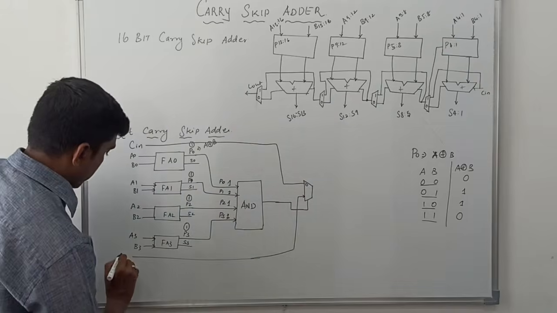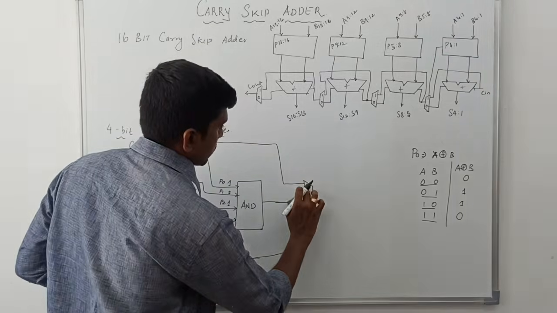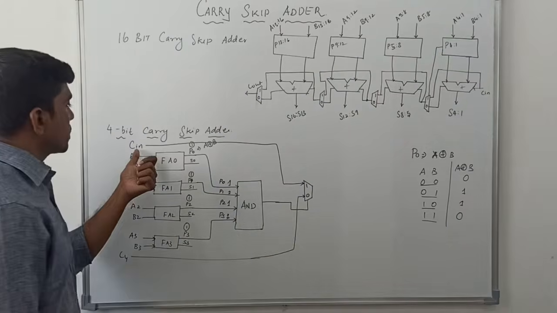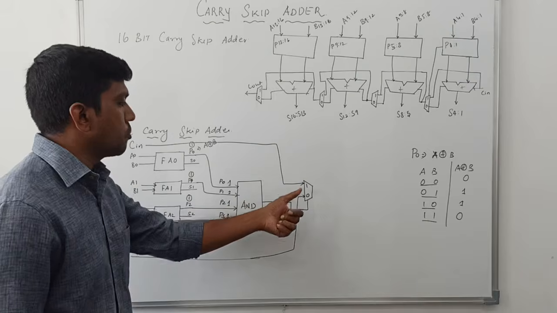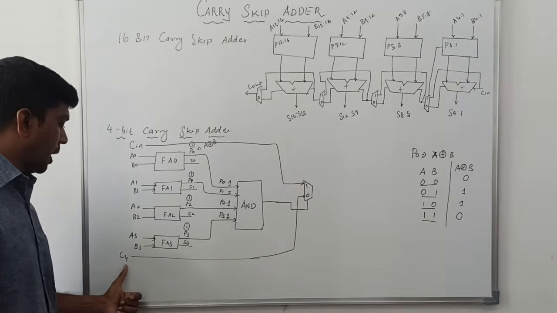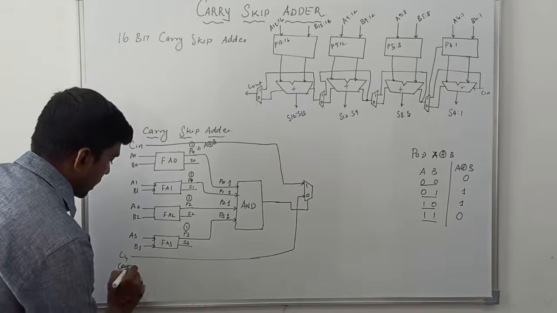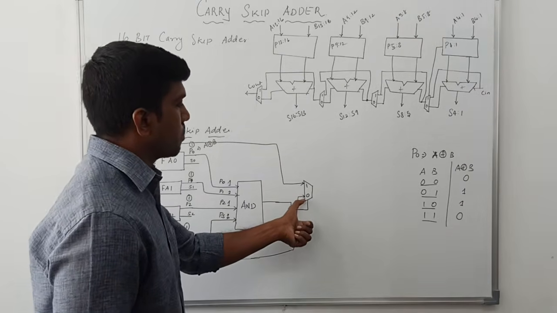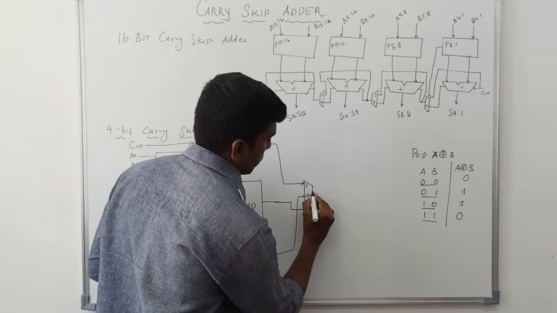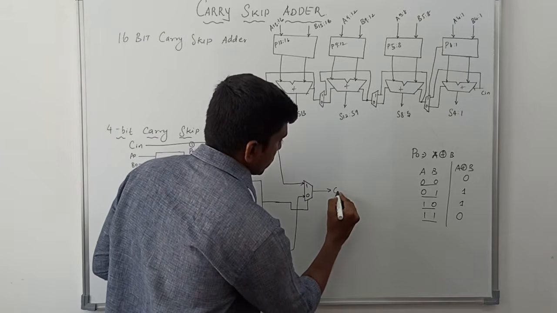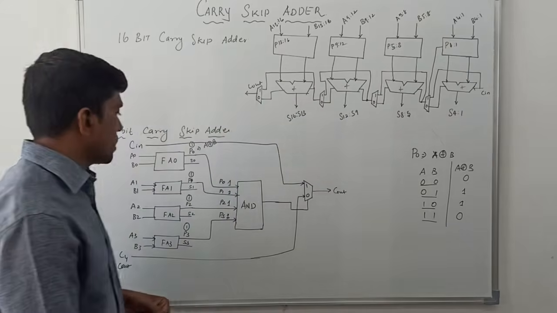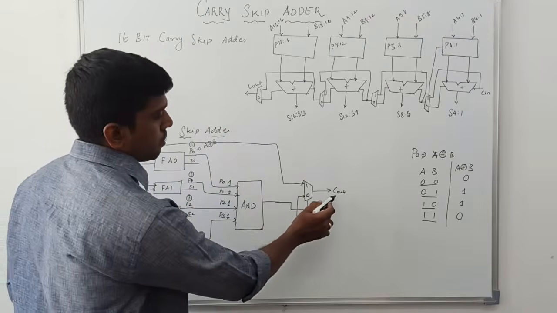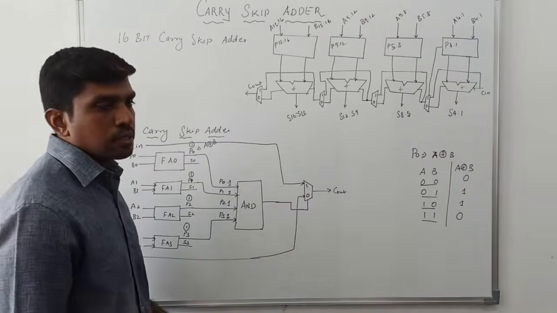C4 is given to here. So this one is 1, this one is 0. So first pin, C value, is connected to first pin of mux. C4 is the final carry out. This carry out value is given to the 0th input of the mux. It's a C out value. So the carry out value we find at the output of this mux.